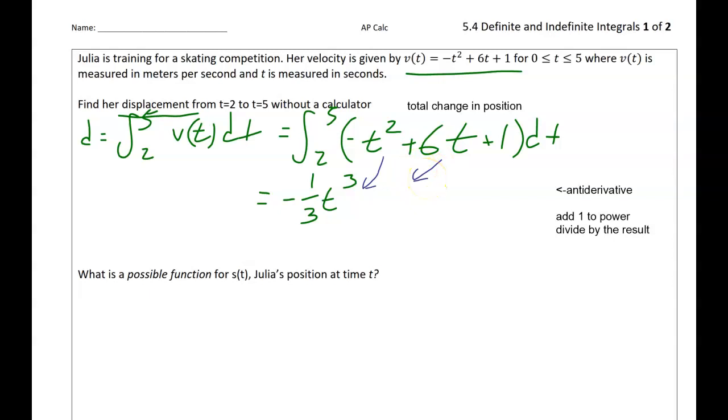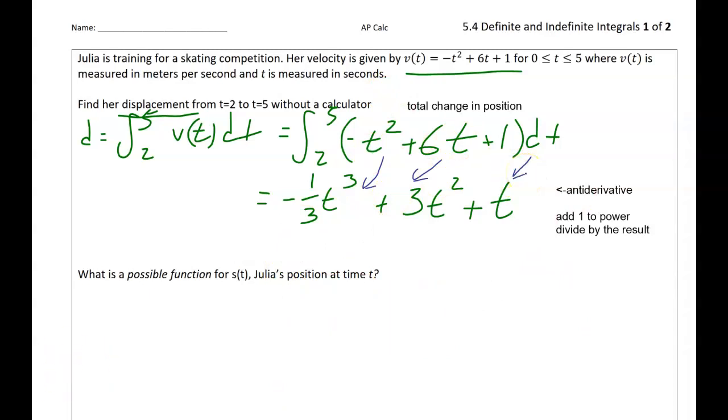6t, well, I would need a t squared to get a t, right? And then I would end up multiplying times that 2. So 6 divided by 2 is 3. And you can check, if you took the derivative of 3t squared, you get 6t. And then 1, well, t has a derivative of 1. So that is my antiderivative. Okay, it's the opposite of what we've done before.